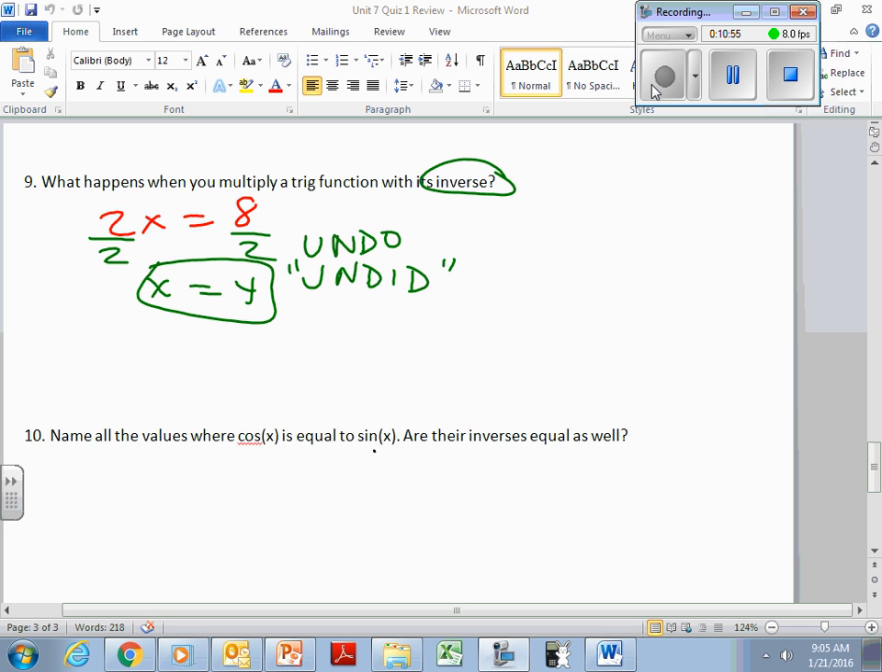So I undid. Let me undo another one. X plus 2 equals 8. Hey, Thomas, could you do the inverse of that? Yeah, I'm going to undo it. I'm going to subtract 2 on both sides. I'm going to wind up with x equals 6. Okay, I undid it with the inverse.